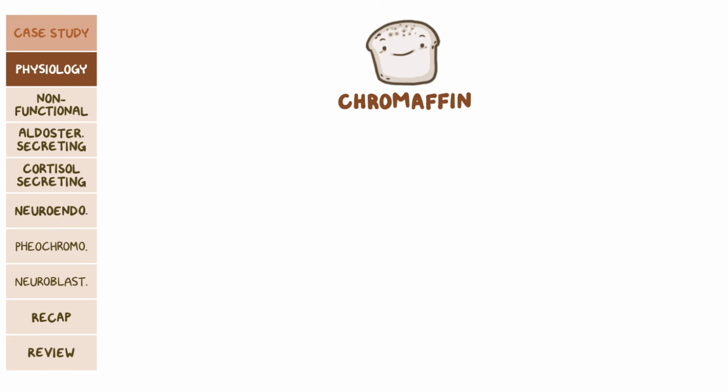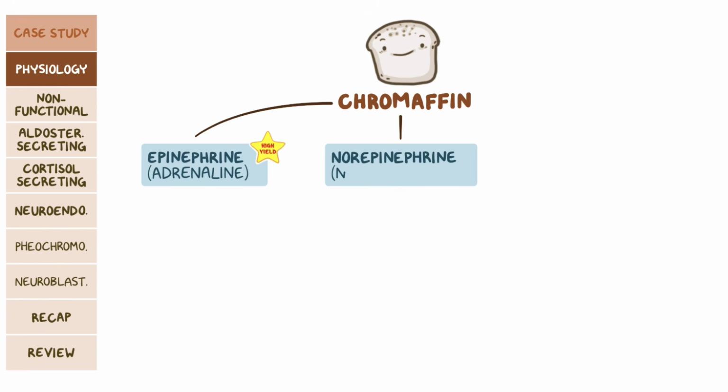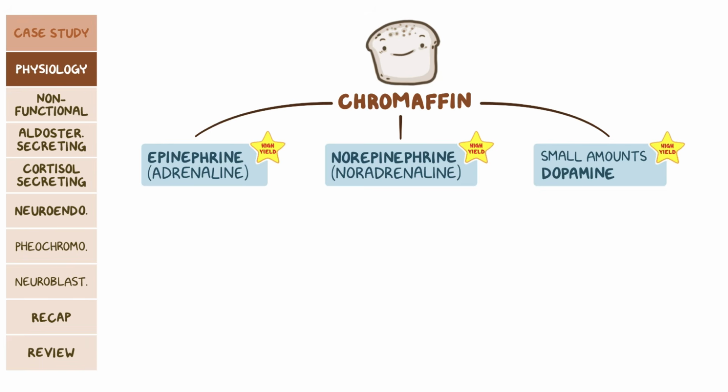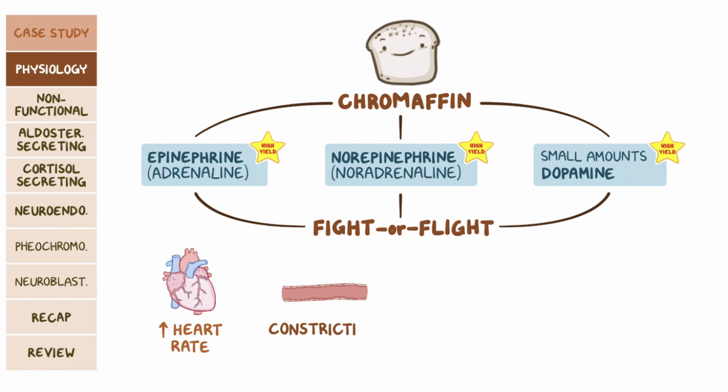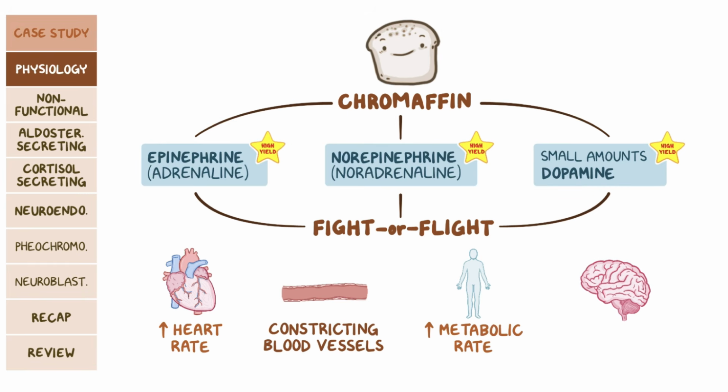Chromaffin cells are also responsible for the pulsatile production of catecholamines, like epinephrine, also known as adrenaline, norepinephrine or noradrenaline, and small amounts of dopamine. These hormones prepare the body for the fight or flight response by increasing the heart and respiratory rate, constricting blood vessels, increasing the metabolic rate, and heightening cognitive awareness.